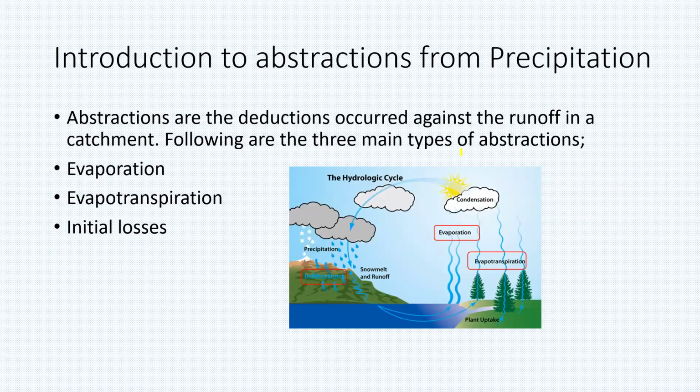Now with that, I will wrap up today's class because I will now continue into abstractions. We were talking about precipitation. Now we have to talk about abstractions. Abstractions means water is lost from the surface runoff in the basin. So we will be talking about abstractions from the next day school.